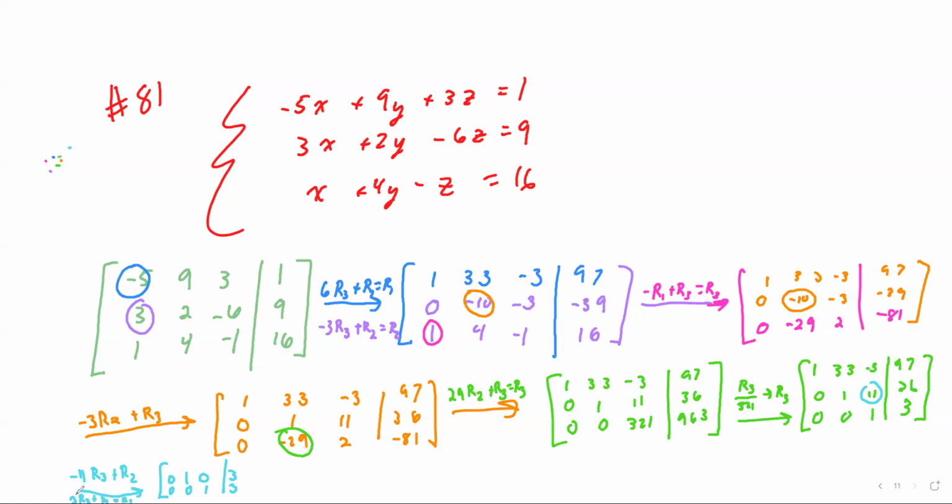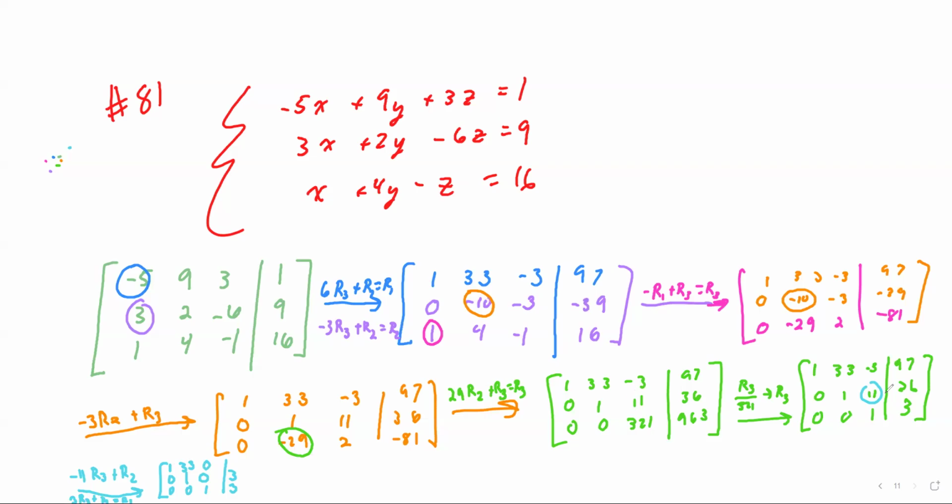So again, I'm going to read that again. That's 3 times row 3 plus row 1 equals row 1. So what I'm going to do is 3 times 0, which is 0, plus 1, which is 1. 3 times 0, which is 0, plus 33 is 33. I'll have to change that one as my last step because I couldn't do it, because I finally got that where I needed it to be. And then I'm going to do 3 times 1, which is 3, plus negative 3 gives me 0.